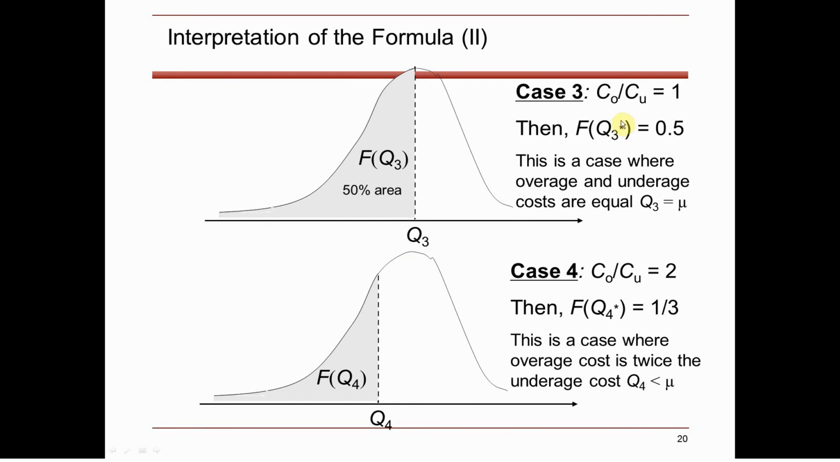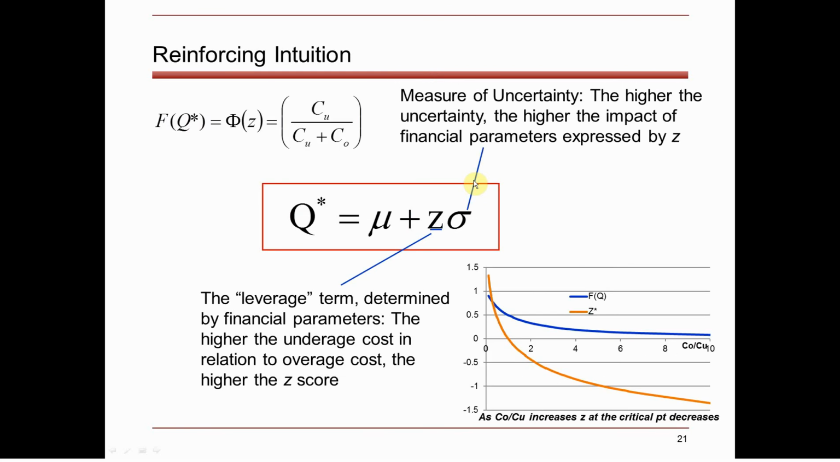Now, what happens when the overage and the underage are exactly the same? Of course, we'd order the mean. And that, again, is because it doesn't cost us any more to have too many than to have too few. And now, if the overage is larger than the underage, say the ratio is 2, then you can see that we're going to want to hold less, because it hurts us to have more than less. So the intuition seems to hold through to this model.